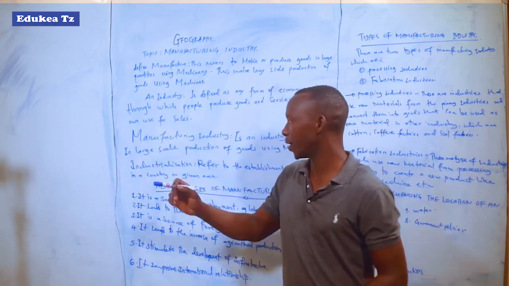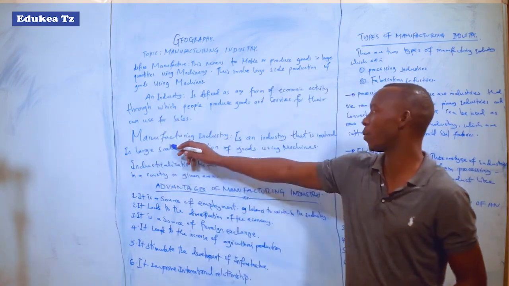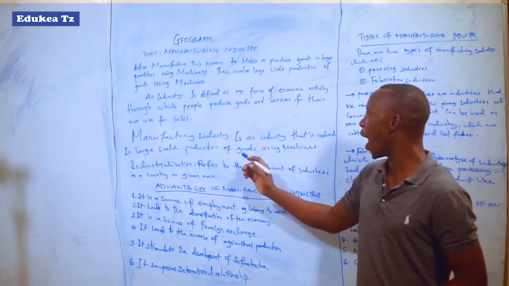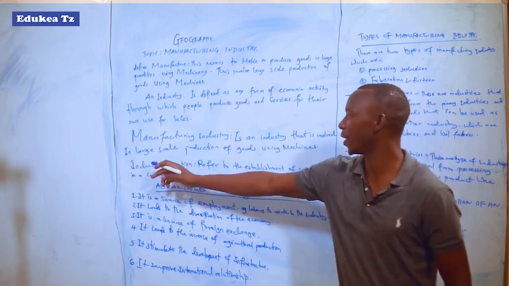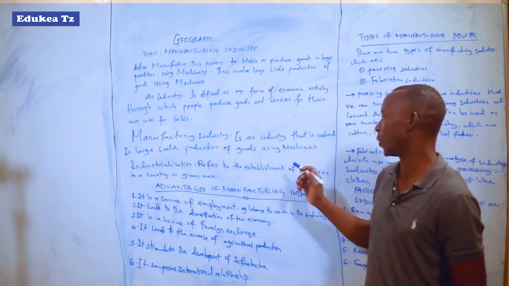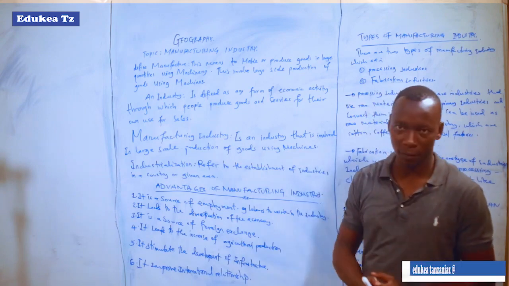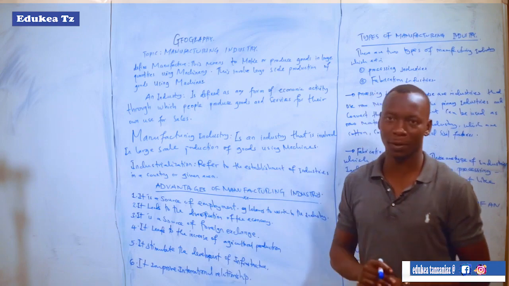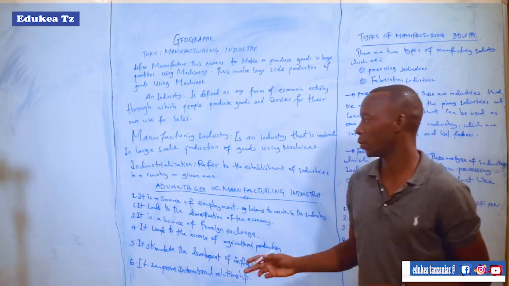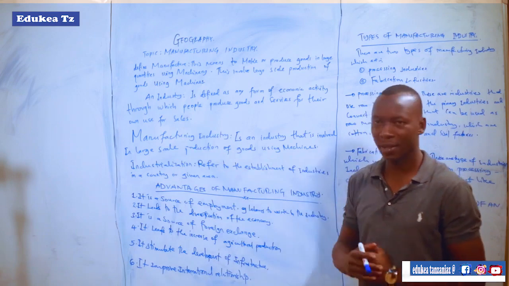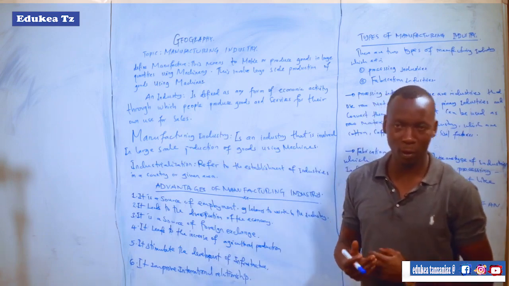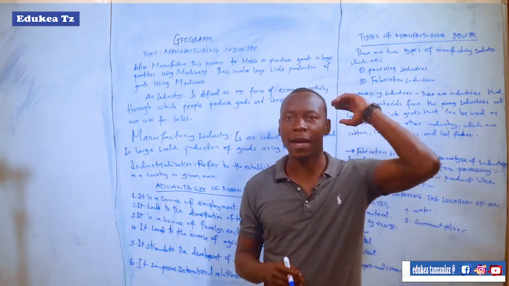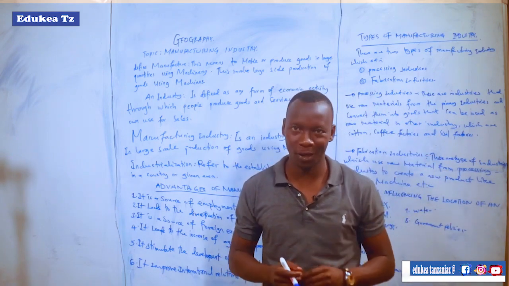After looking at the meaning of industry, now let us see the general concept of manufacturing industry. The general concept of manufacturing industry means an industry that is involved in large-scale production of goods using machines. Manufacturing industry involves the creation of different goods using machines. Because manufacturing industry is a big or large-scale industry in which goods are produced at a higher quantity and they have good quality.